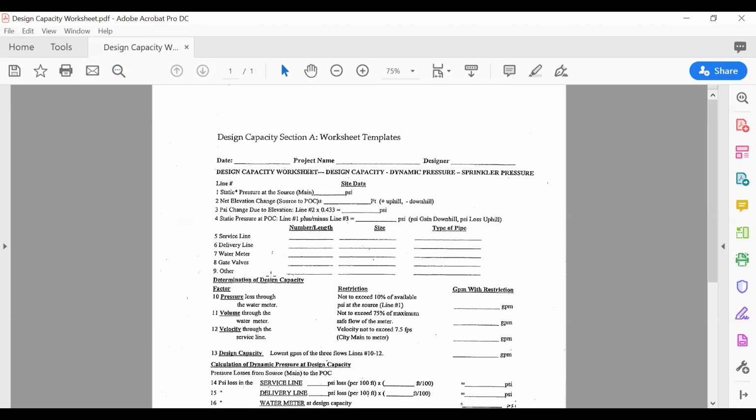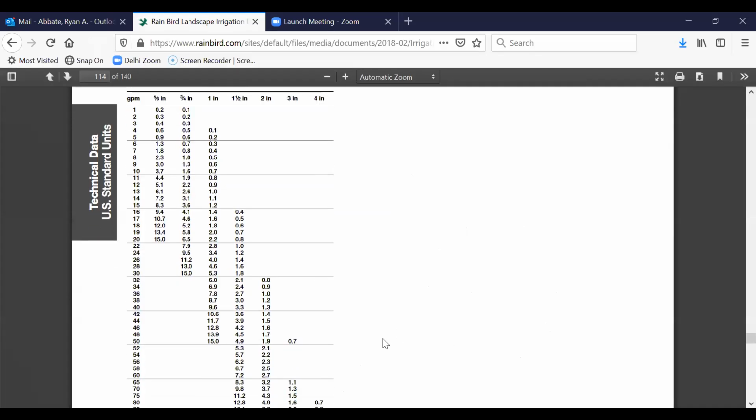On line 10, we would write 34 gallons per minute. Has everyone seen how we came up with 34? Yep. All right, so now we have to find the volume. Our volume is not to exceed 75% of the maximum safe flow of that meter. So what's the maximum safe flow of that 1 inch water meter? 50. Excuse me.